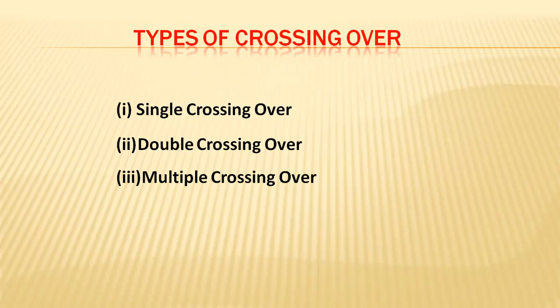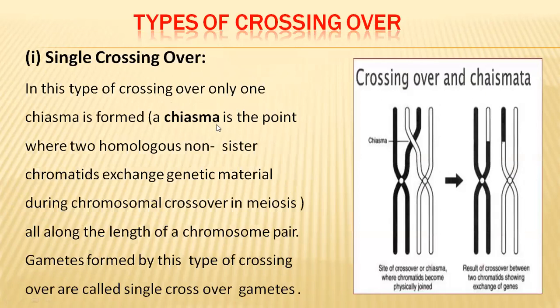So based on this, if the crossing over takes place at a single point, that is single crossing over. If it occurs at two places, then it is called double crossing over. If the crossing over occurs at more than two places on the chromosome pairs, then it will be called multiple crossing over. And in single crossing over, only one chiasma will be formed, as we are seeing in this diagram. This chiasma also occurs in between non-sister chromatids only.